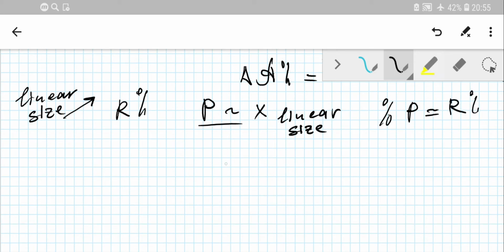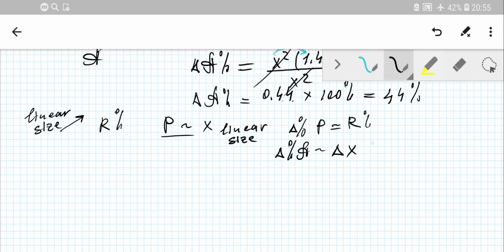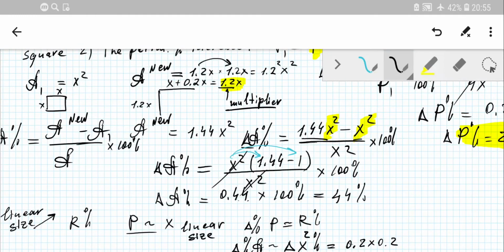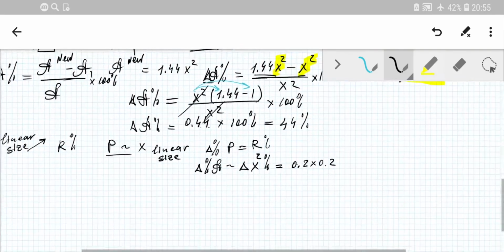But what about the area? The percentage increase in the area is related to the multiplier squared, as we figured out. So in our case it was 0.2 times 0.2, if you just recalculate... oh no, actually it was 44 percent, because that was a 1.2 multiplier. Yeah, there was a 1.2 multiplier.